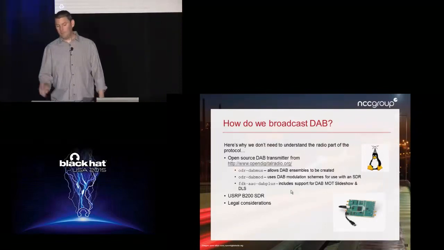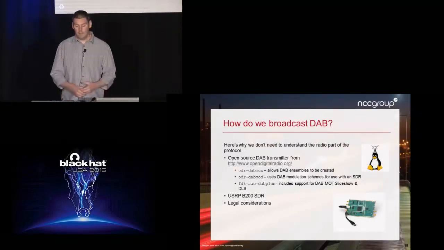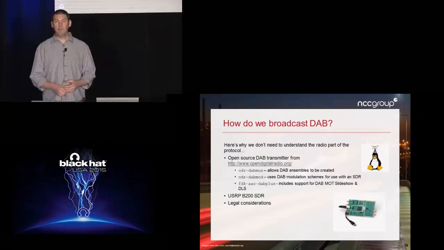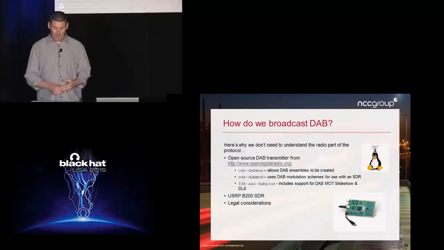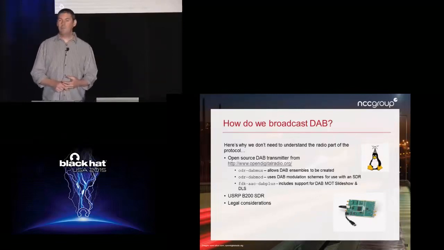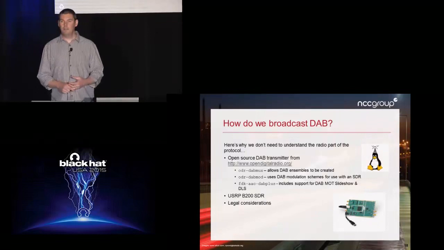The software-defined radio we're using is an Ettus B200, which is a pretty flexible tool. I've seen quite a few of them at Black Hat and other talks. Costs around about 650, 700 US dollars, I think.